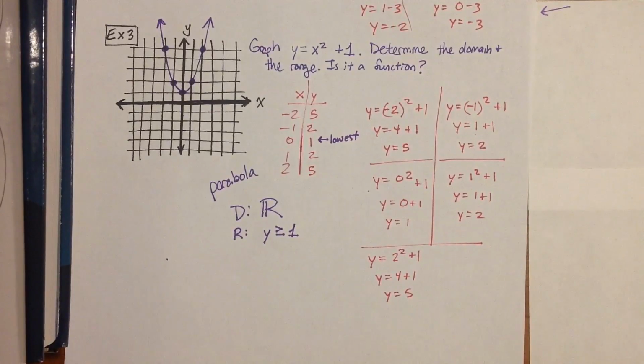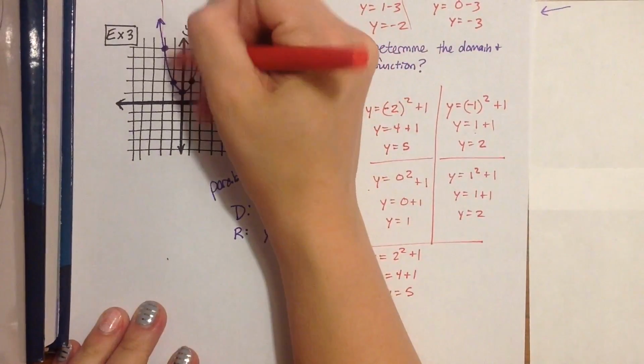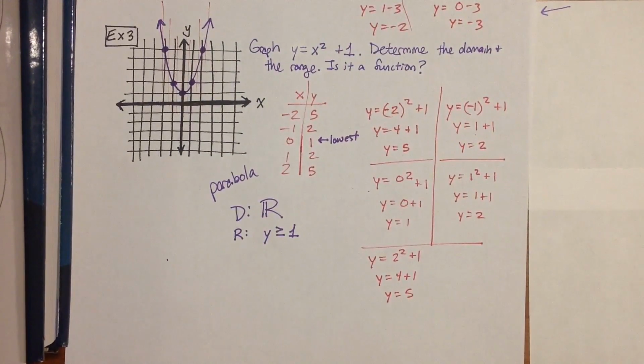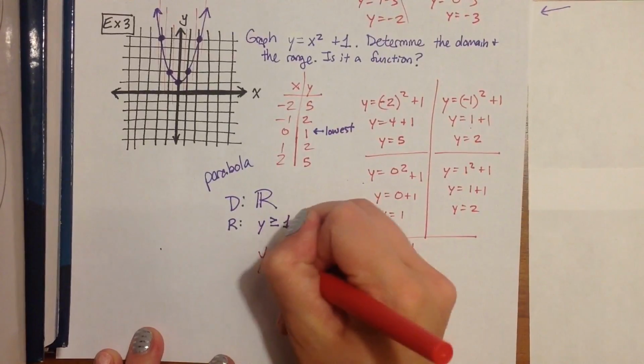So that is my domain and my range, and then I ask myself, is this a function? And hopefully you're saying, yeah, obviously, vertical line test, it's right there in front of me. Anytime I have a vertical line, I'm only going to pass through the graph one time. So there we have it. So this is a function.